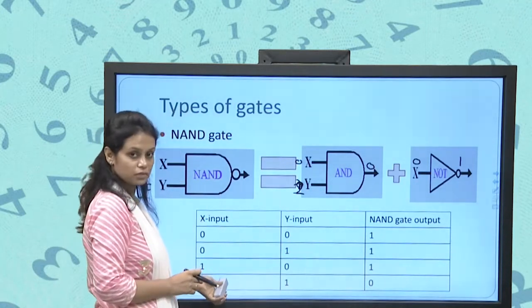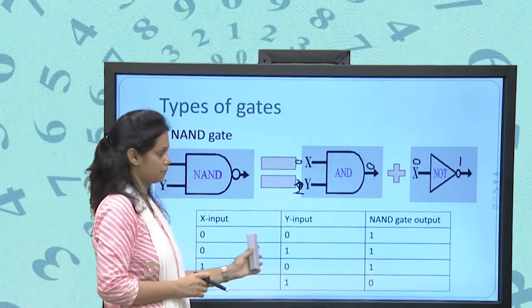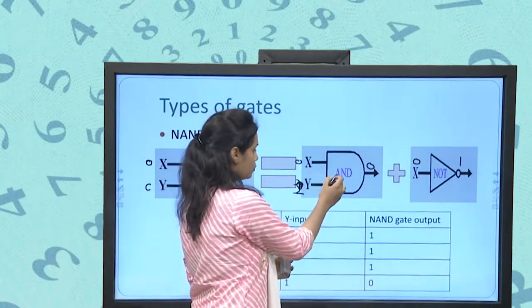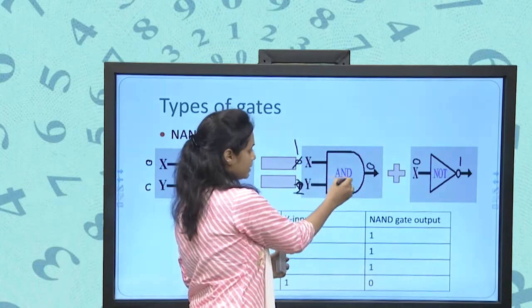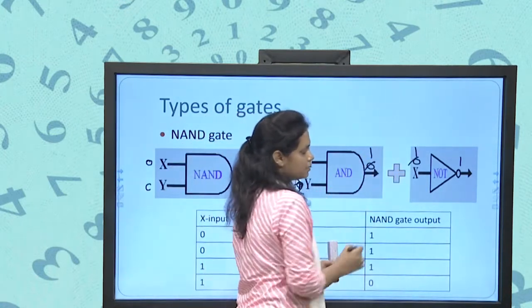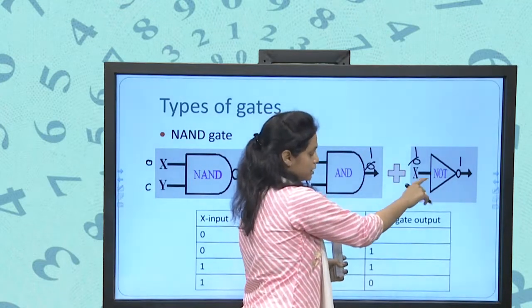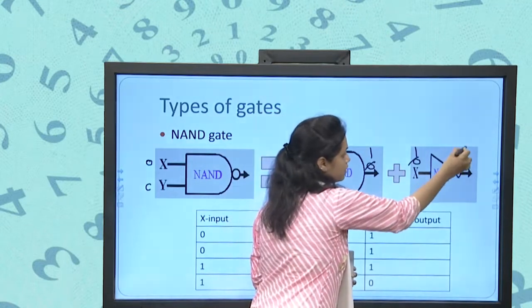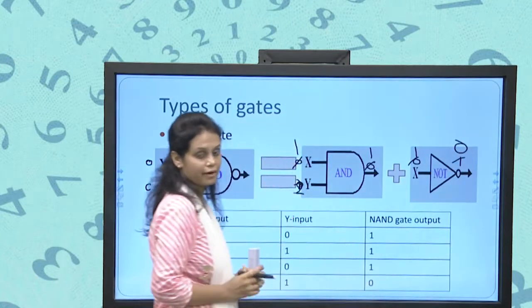Our x input is 1, y input is 1. So the AND gate output is 1. This 1 is passing over here, and the NOT gate output of this 1 will become 0.